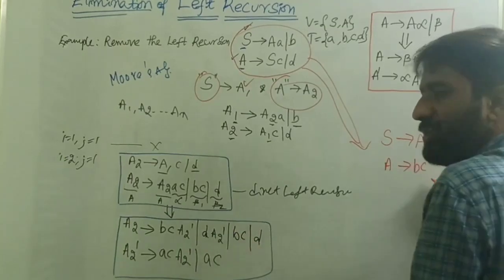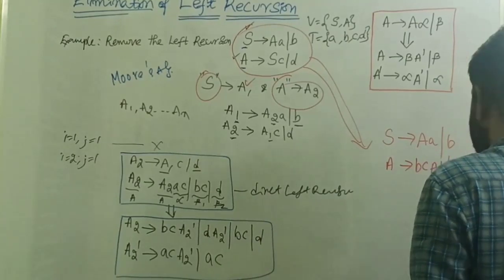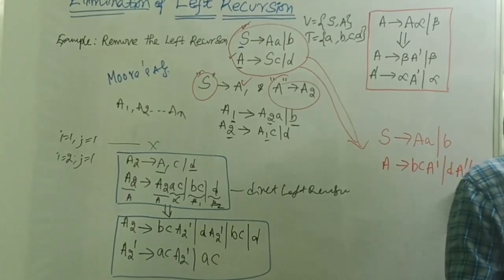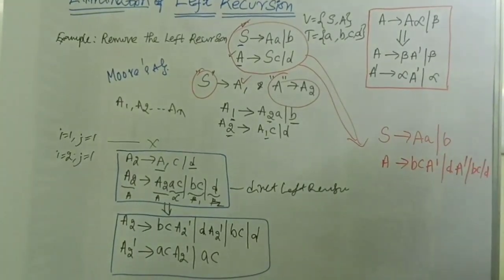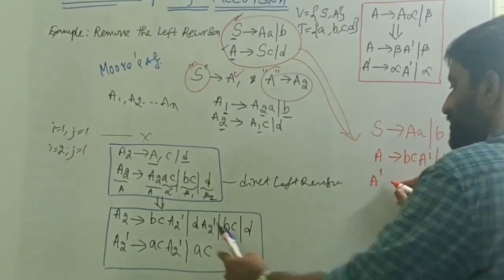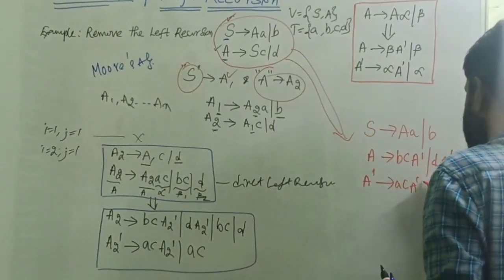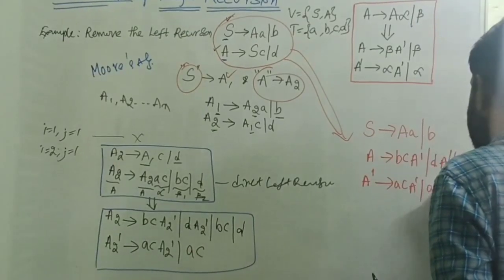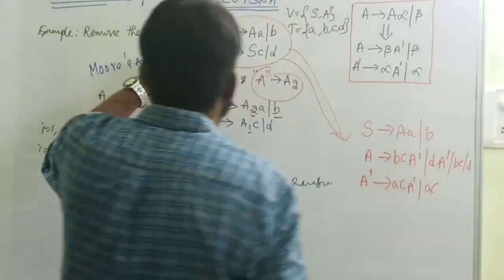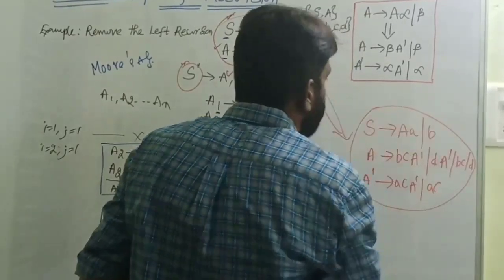A2 dash, you take it as A dash only. So A dash slash D, then A2 dash means A dash, then slash BC slash D slash D. Then similarly write down this. What is A2 dash? This is A dash tends to A C. A2 dash means A dash slash then A C. So this is the final grammar after removing indirect left recursion.